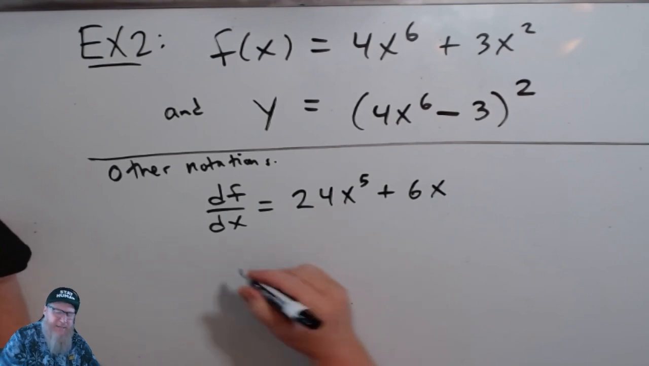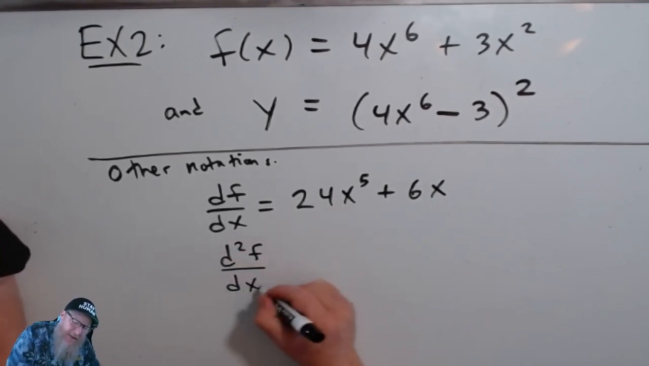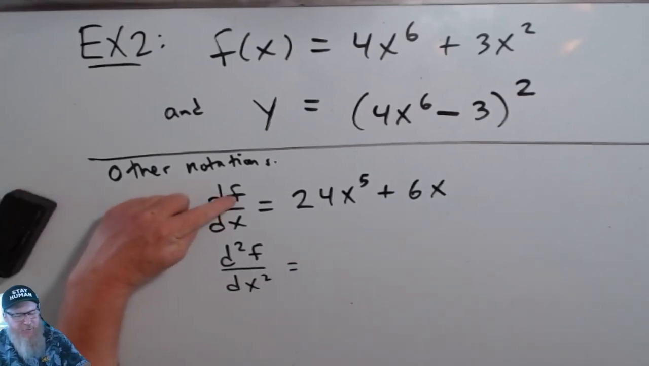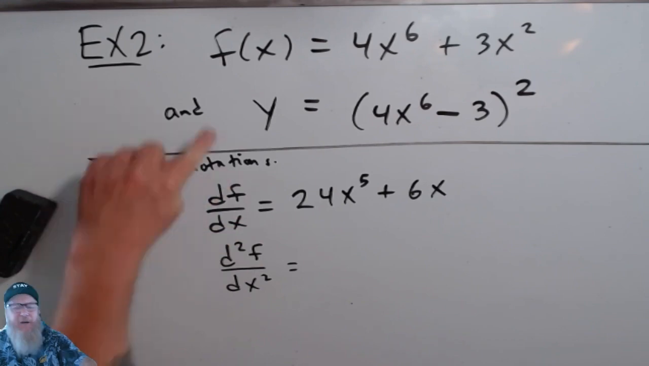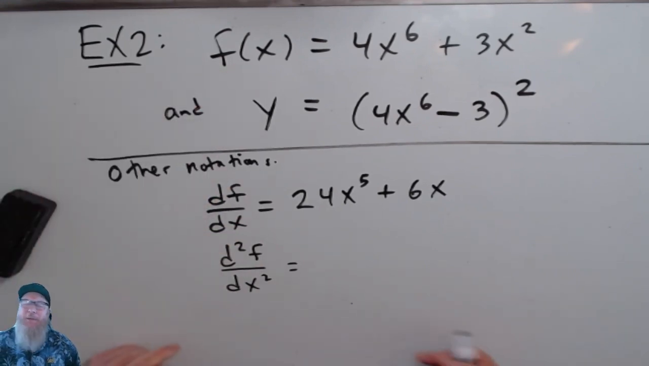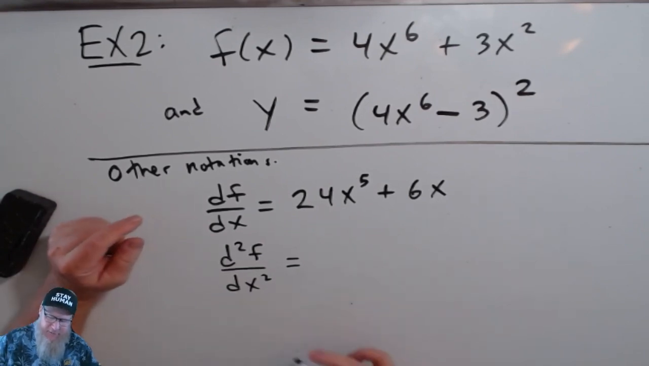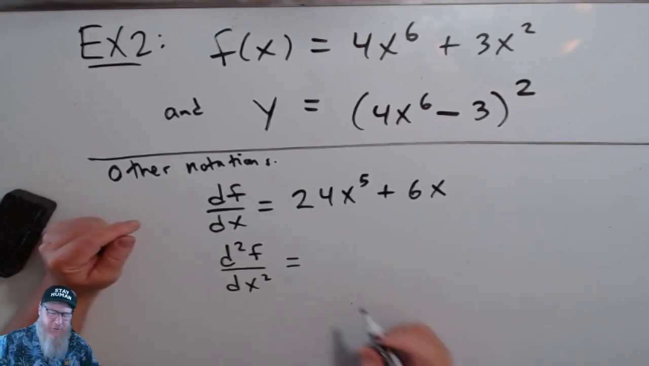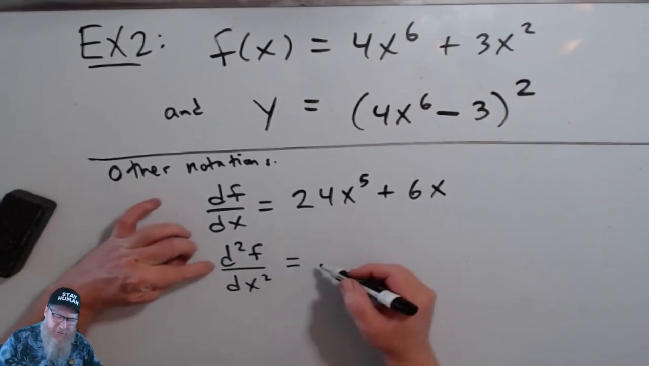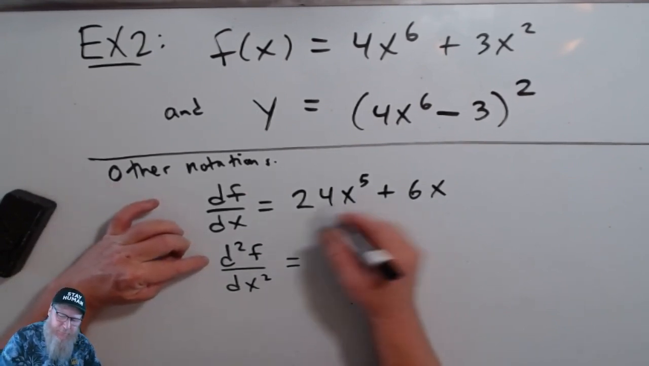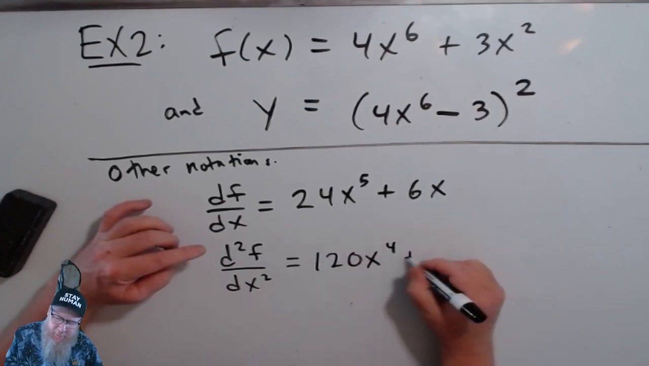And then when you do it a second time, you say d squared f dx squared. So in other words, this is the same as the dy dx, but we're using the letter f instead of y. I don't use this one too often, but you might see it in a problem in the future. So I just want to show you it. So once you have the first, then you can go to the second. That would be 120x to the 4th plus 6.